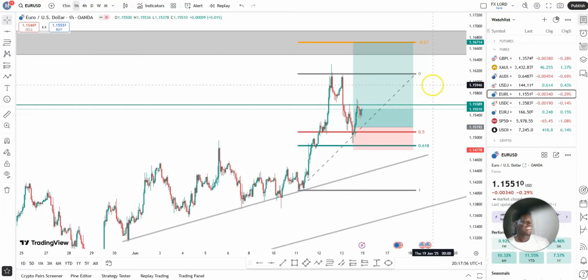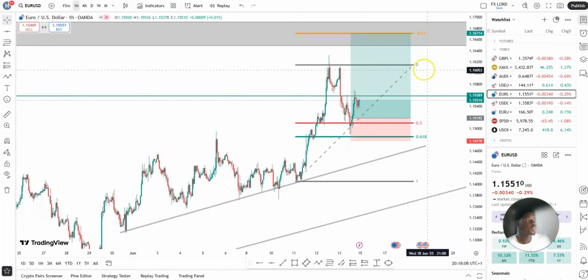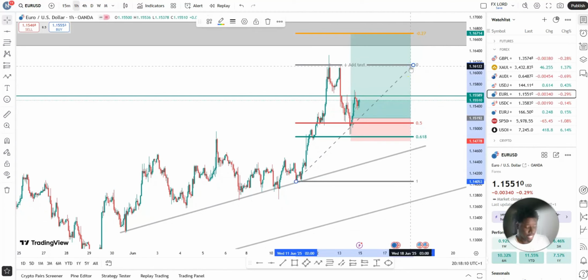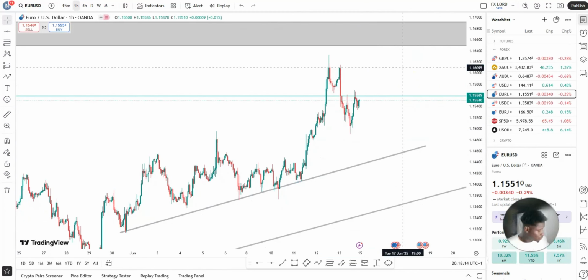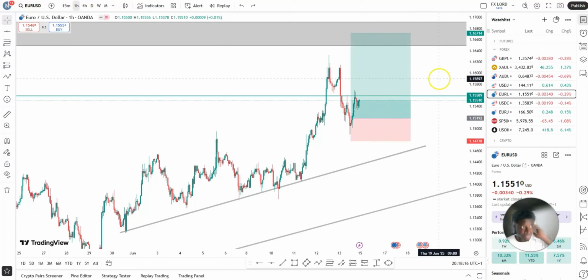All right, guys. So Euro USD right now is still riding to the upside. You might want to think, Davidson, how did you get into this trade? So let me give you a quick example. What you are looking at right now is my Fibonacci 2. Let me bring that back in.